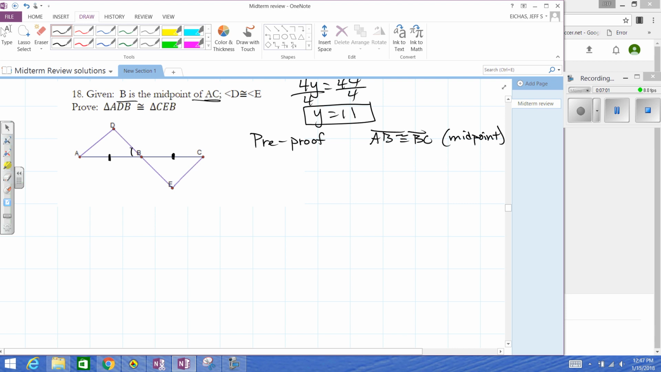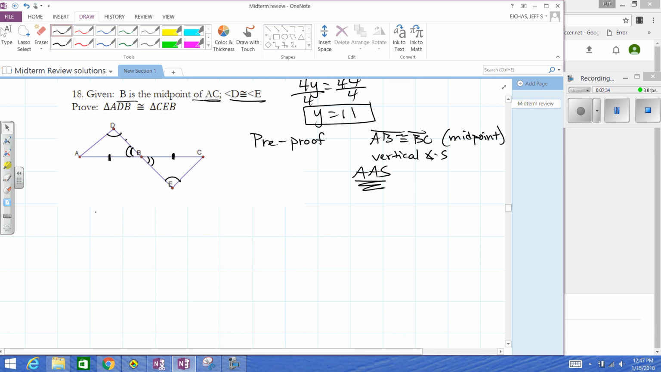Vertical angles, definitely going to use those. See those right there in the middle? So we're going to use vertical angles. Just reminding myself what I'm going to do. And they give us angle D is congruent to angle E. So it's looking like an angle side angle proof. That's going to be easy. Nope, it's not angle side angle because the side's not in between. Let's make sure we're careful there. It's actually angle angle side.